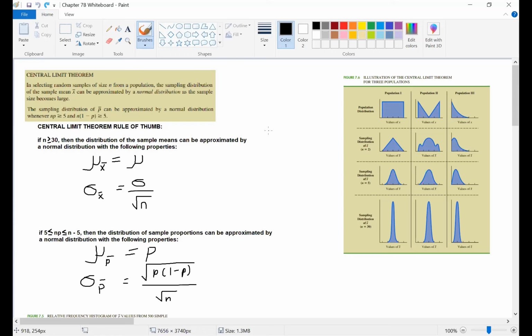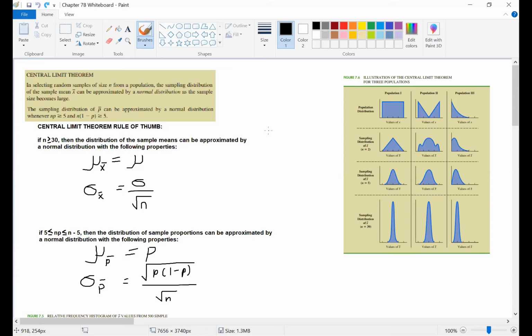So now we have rules of thumb. One of them is for sample means. The other one is for sample proportions. Our first one, which is what I just said: if your sample size is 30 or higher, rule of thumb, you can use the central limit theorem. Now, you might ask, how can I use this? I'll show you how to use it in a moment. First of all, I should state what it is and what the conditions are.